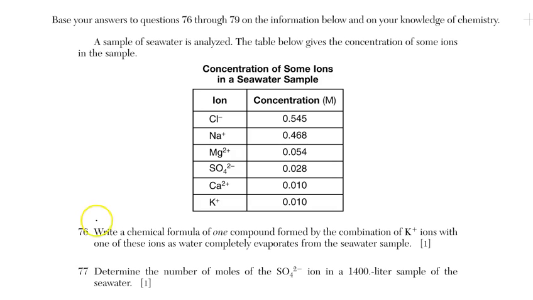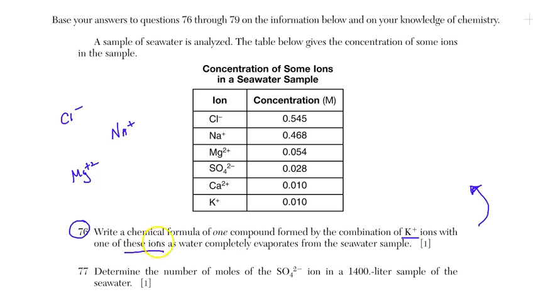So number 76. Write a chemical formula for one compound formed by the combination of K plus ions with one of these ions as water completely evaporates in the seawater sample. So I'm going to have to go back into the blurb and see what's going on here. A sample of seawater is analyzed. The table below gives a concentration of some ions in the sample. So you got seawater. Now seawater is a mixture. You're going to have water and you're going to have these ions floating in this water. And it's a homogeneous mixture, so the first drop is the same as the last. They're going to equally disperse throughout the water.